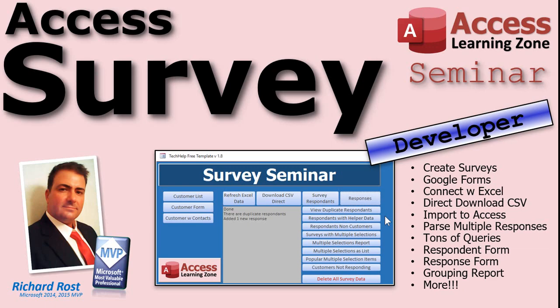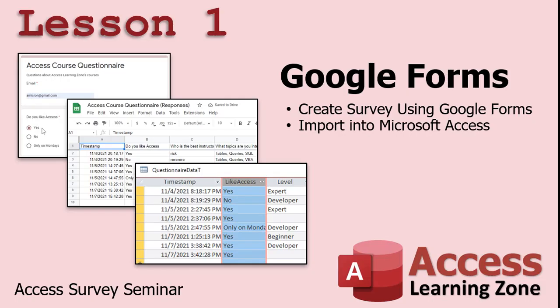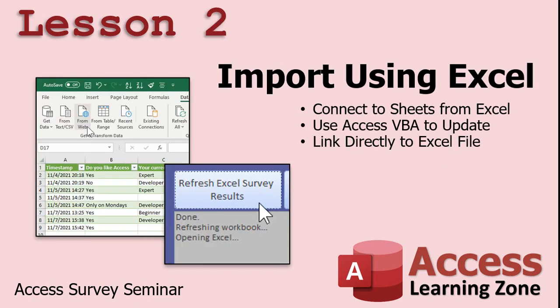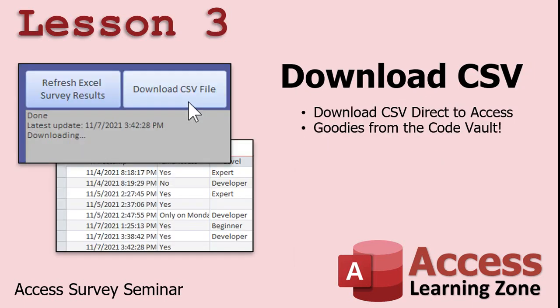I cover all kinds of different things. Lesson 1 is what we just learned, creating the surveys. Lesson 2 is the silver member extended cut, connecting to sheets from Excel. Lesson 3 is the download stuff from the gold member bonus, how you can download a CSV file, a comma file, right from Google Sheets, and then import that directly into Access without even using Excel.